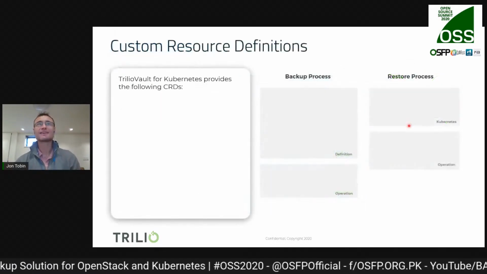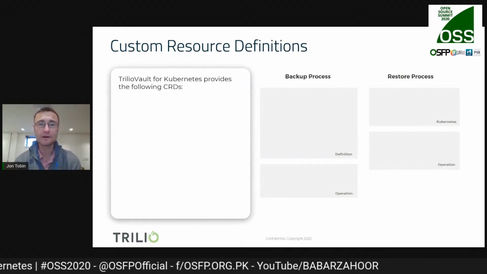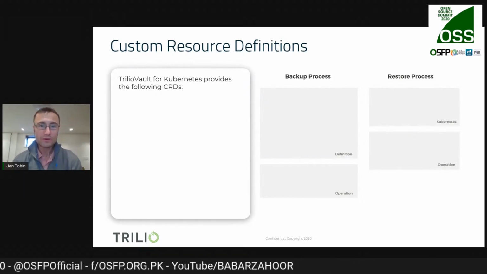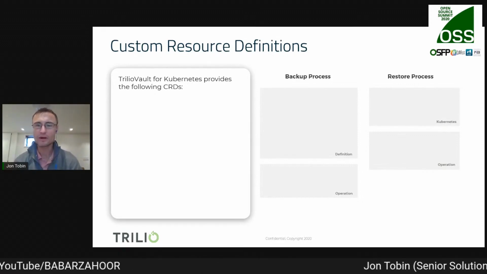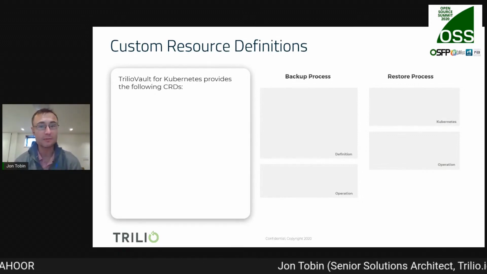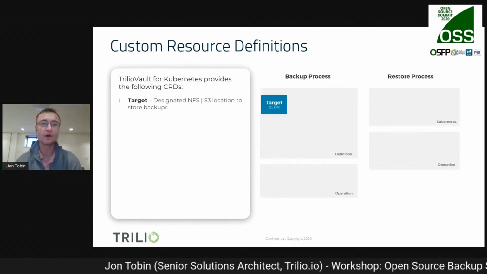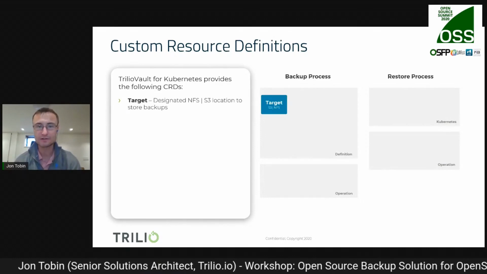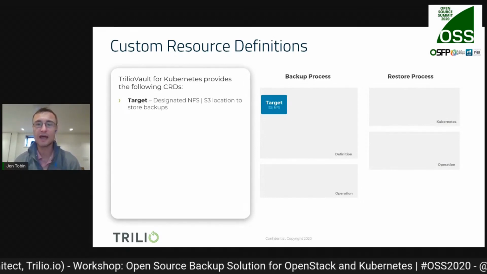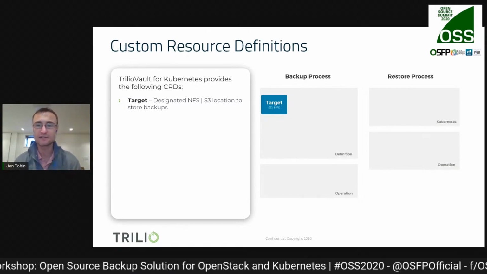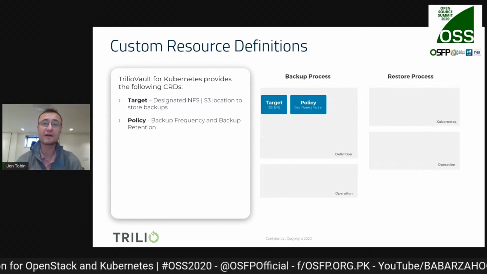Now, when we're talking about actually extending the resources of the Kubernetes cluster itself, we were talking about custom resource definitions, right? And so when we're teaching Kubernetes about backups and teaching it how to back up its own applications, we're registering these resource definitions inside of Kubernetes. So now Kubernetes knows I have a target available. A target is just somewhere to store backups, like I said, NFS or S3. We also have the ability to define policies.